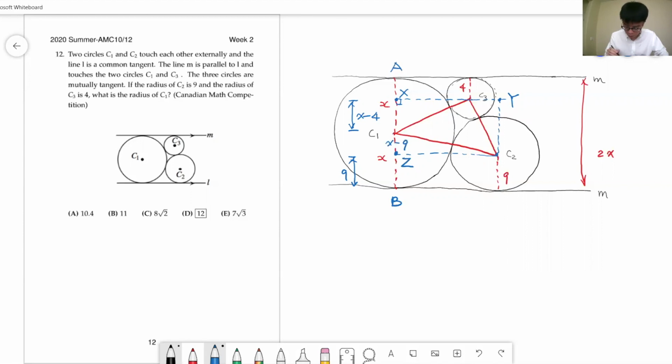Okay. And C1C3 equals x plus 4, right? This is x, this is 4. And C3C2, this is 4, this is 9. So C3C2, this distance is 13. And C1C2 is x plus 9.